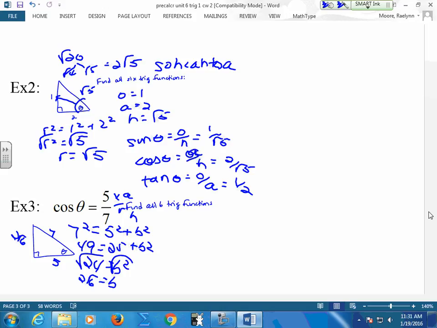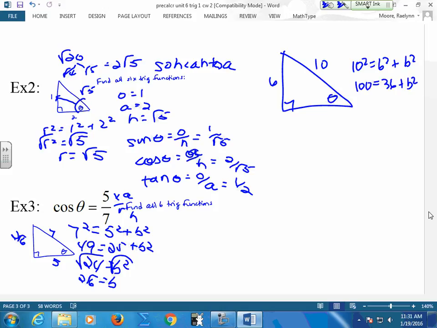Oh, let me give you a little hint too. Say I gave you this triangle. And I said, this is 6, this is 10. You have to find me the missing part. So I do 10 squared equals 6 squared plus b squared. Subtract, and I get b is 8. Now watch. If I just do this as this is opposite, this is hypotenuse, this is adjacent.